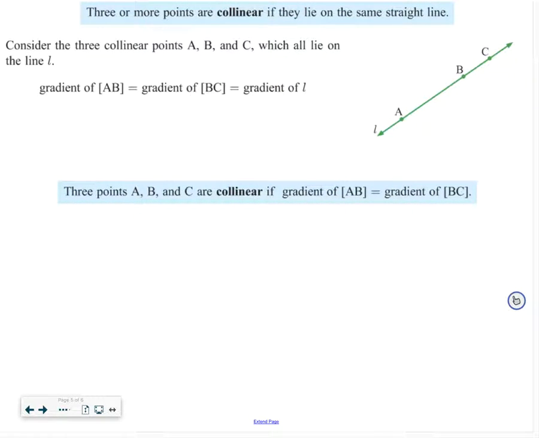On our next point here, we're going to call 3 points collinear if they lie on the same straight line. That means we have to show that the gradient of A to B, so this gradient, is equal to the gradient of B to C right here. If those are equal, and they both include point B in between, we know they are going to be collinear, lying on the same line. So let's look at an example here.